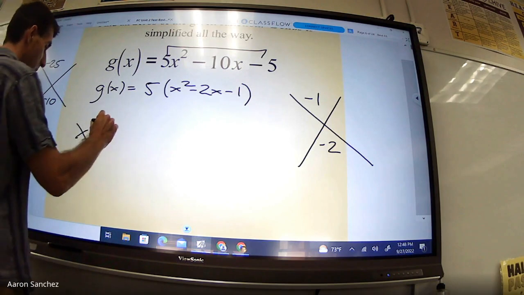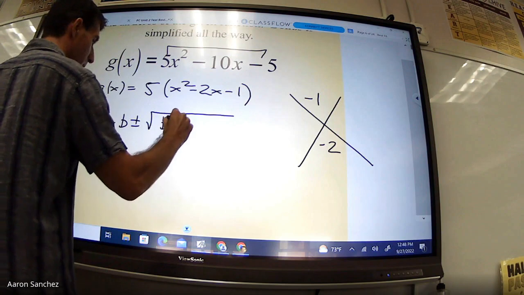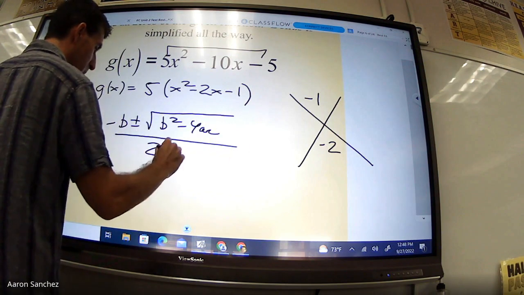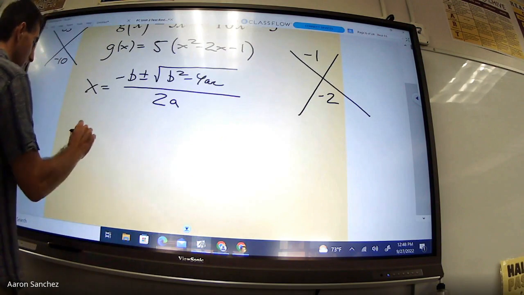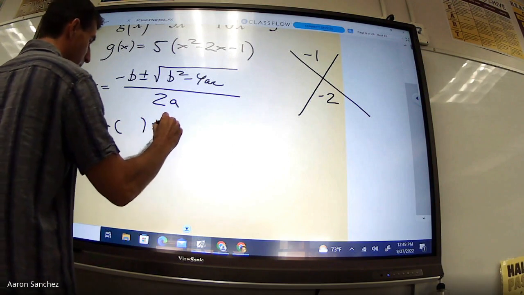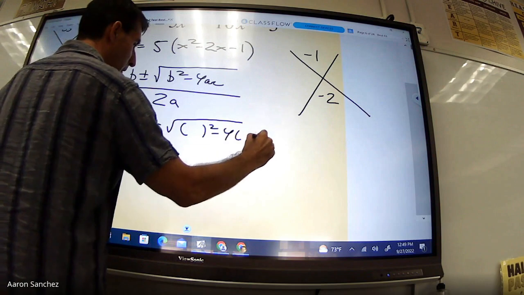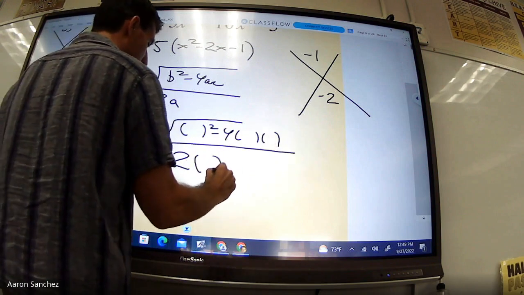X equals negative b plus or minus square root b squared minus 4ac all over 2a. Am I going to have the quadratic formula written for you on the test? No, such a meanie. X equals negative blank plus or minus square root blank squared minus 4 blank blank all over 2 blank.